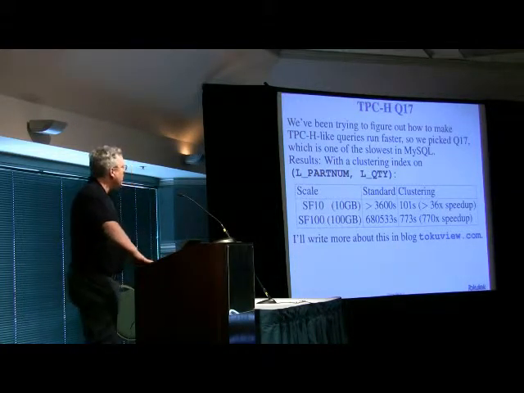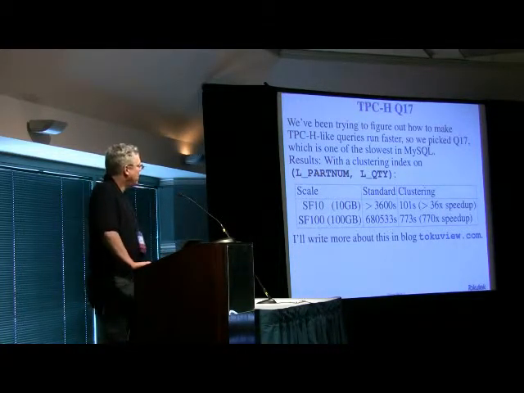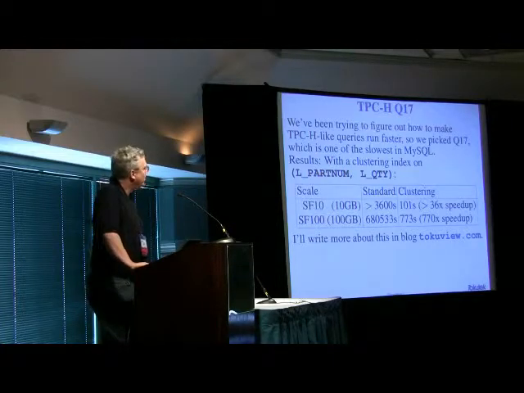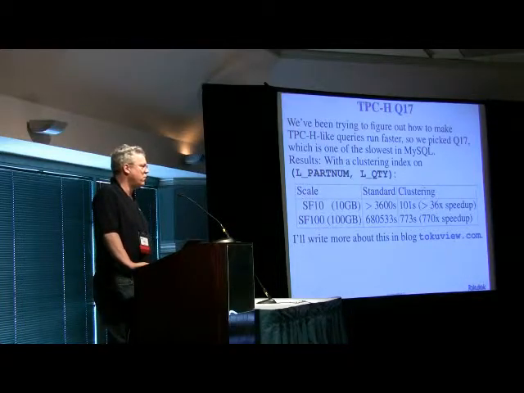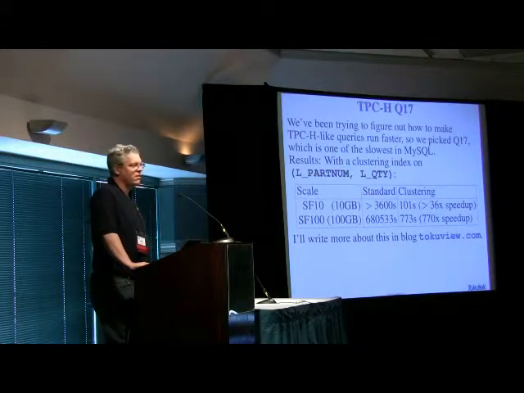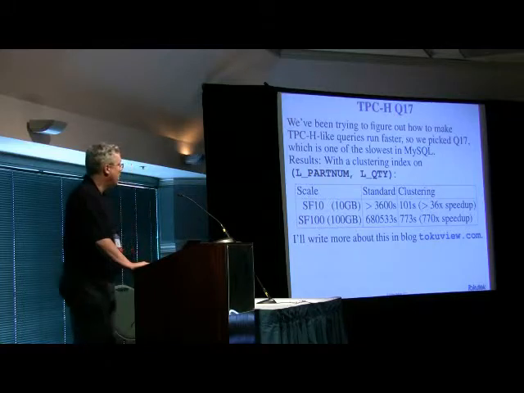So we use this technique for TPCH, and this is one of these things where it's not really TPCH because we added that keyword clustering, and as soon as you change anything in TPCH, it's not TPCH anymore. But this is a question of how can we make queries run fast, not how big a score we can get on this benchmark. So we've been trying to figure out how to make TPCH queries run better in MySQL, and there's several changes that were announced in 5.4 that help.